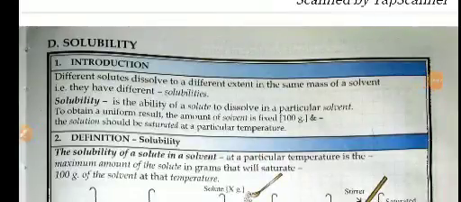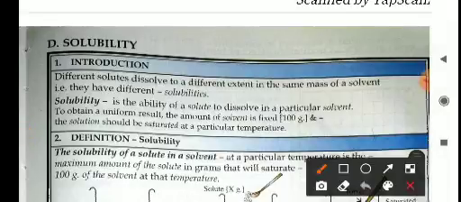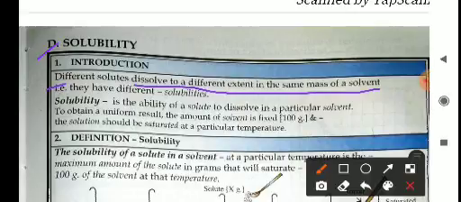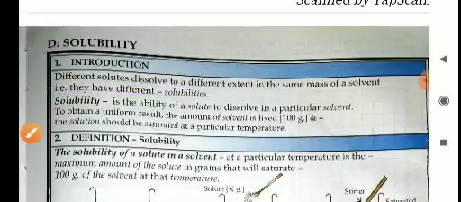In this class, we will discuss the second part of the chapter on water, in which we will discuss solubility. So, what is solubility? Different solutes dissolve to a different extent in the same mass of the solvent, that is, they have different solubilities. Some salts are completely dissolved in the solvent, some are partially dissolved, and some cannot be dissolved. So solubility may be of different types.